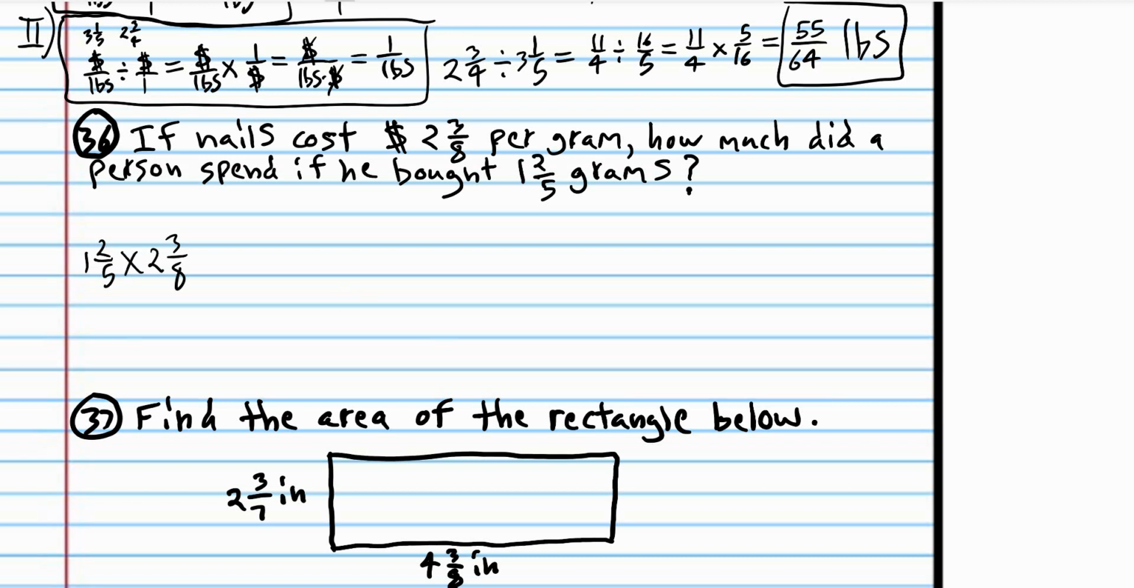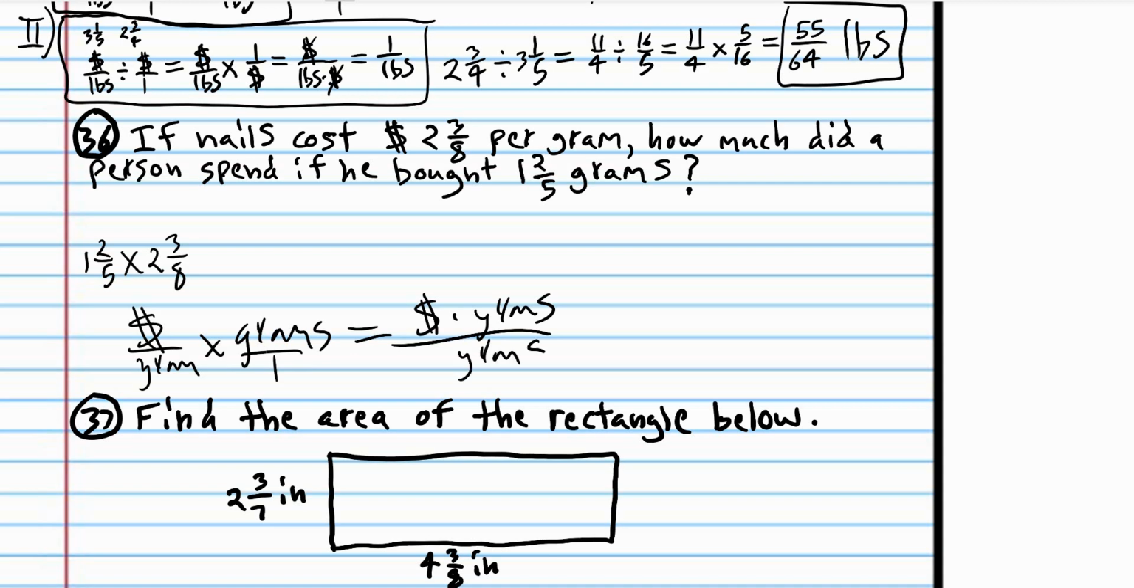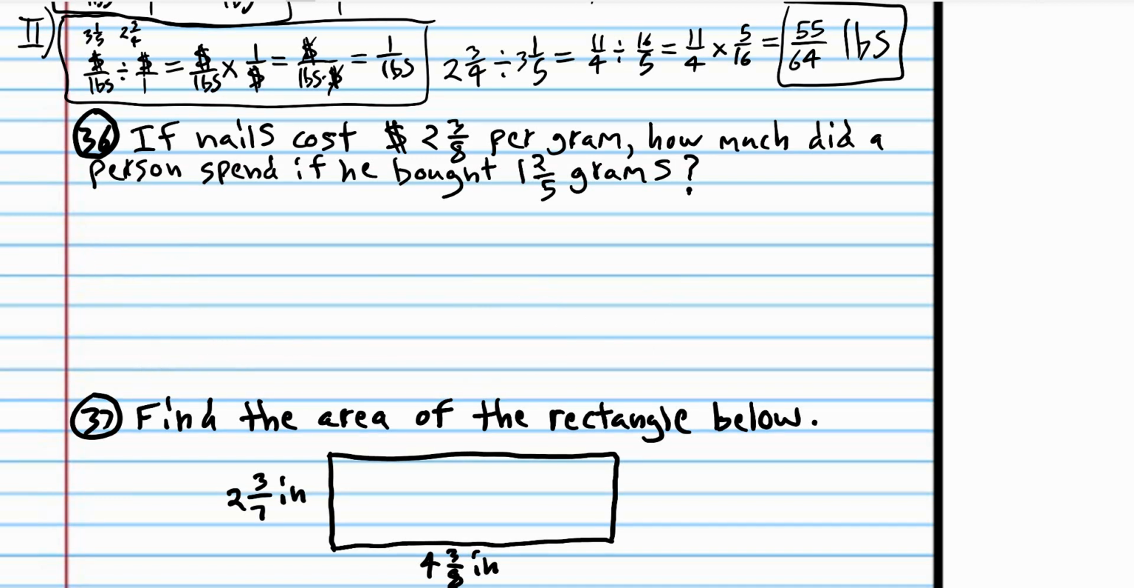And how do I prove that? Well, you take dollars per gram, and you multiply by grams, and you get dollars times grams over grams, and the grams cancel out, and you're going to end up with dollars. That's what we're looking for. How much did he spend? So they're looking for dollars. All right. So I should have been thinking about the problem there.